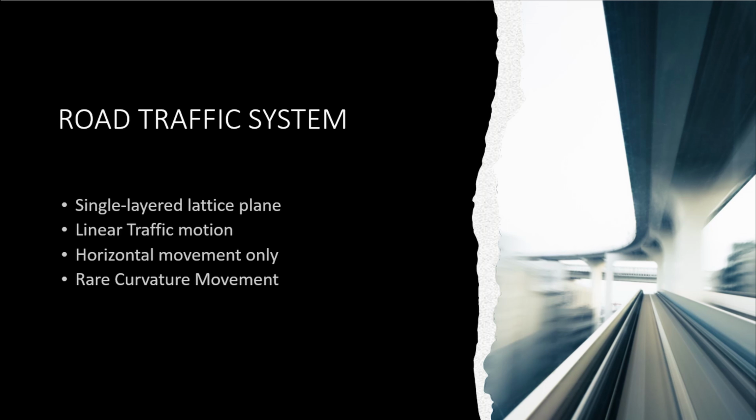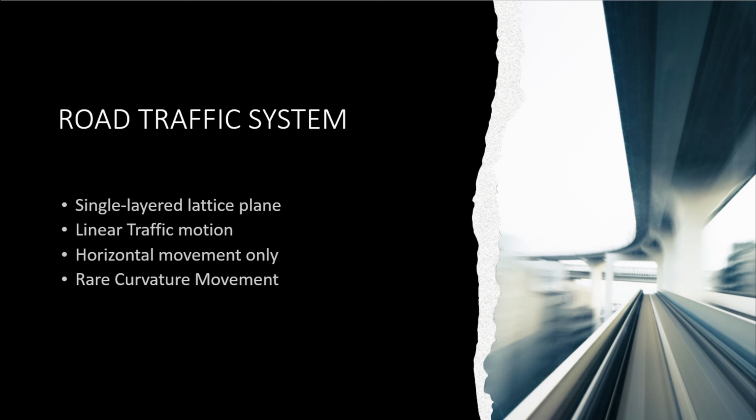Next is horizontal movement only. Road traffic does not feature vertical motion. All the traffic is moving in a horizontal direction, either forward or backward. And then there is obviously the rear curvature movement, because the traffic features a linear path most of the time, so there would be less chance of curvature movement.